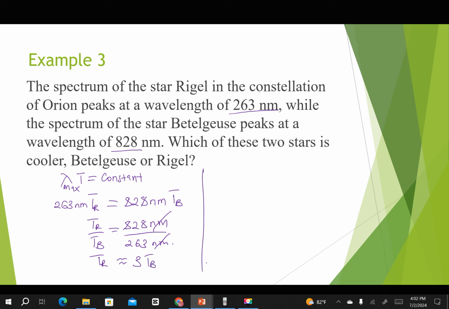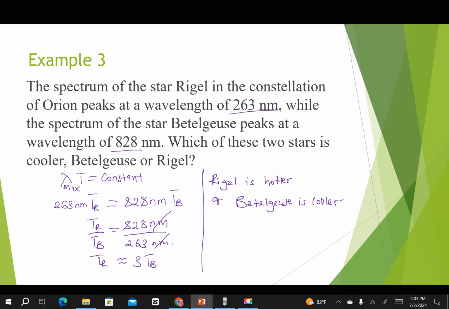So I will simply conclude that Rigel is hotter, or Betelgeuse is cooler. So Rigel is hotter. It is about 3 times hotter. Or I would say Betelgeuse is cooler.